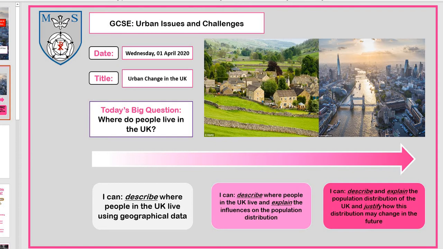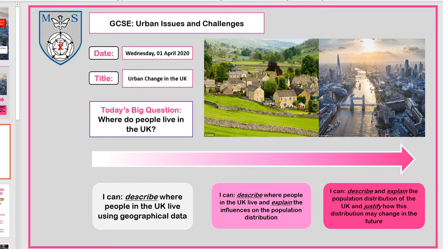So the different things we're going to be looking at doing is describing where people in the UK live using a map. We're going to be looking at some of the reasons behind that distribution of population and why people live where they do, and also we're going to take that a little bit further and look at how that population distribution might change in the future and what some of the reasons could be for those changes.